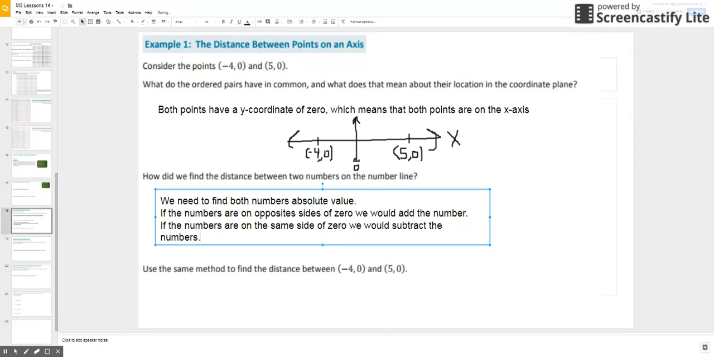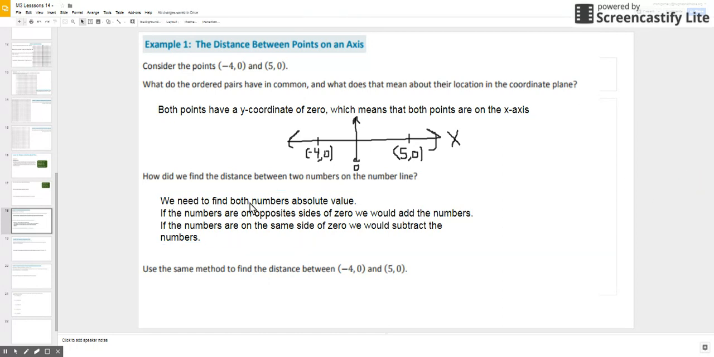To make this as simple as possible, we first need to find their absolute values. That's why in the ones before, we just talked about positive numbers. We didn't see any negative numbers. If the numbers are on opposite sides of 0, we add them together. Like these are on opposite sides of 0, so we add them because this is 4 units and then 5 units. So that's 9 units altogether. If they're on the same side, like the 3 and the 12 in the previous problem, they're both going the same direction on the same side of 0, then we subtract the numbers. It's that simple, but you have to remember this rule.